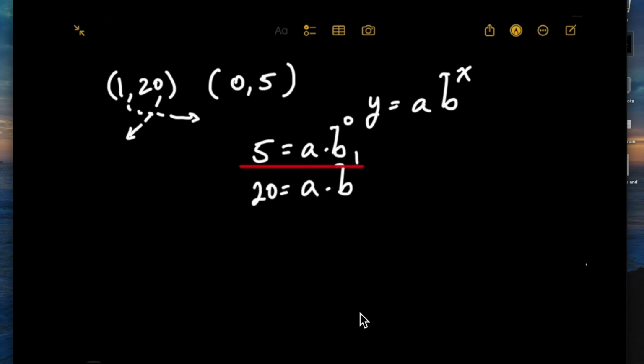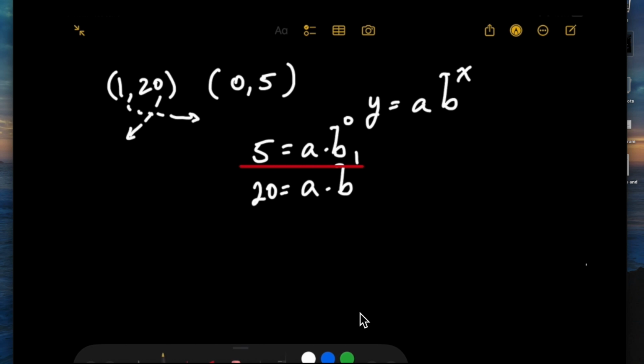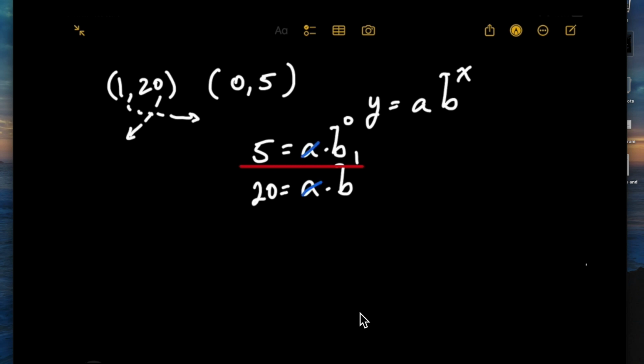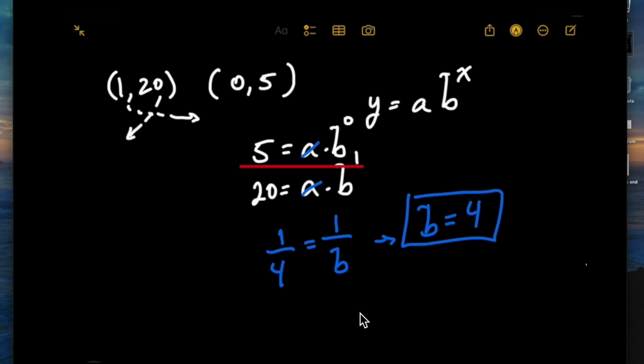Now when we do that, the a's cancel out. So we're going to have like so. And then we're going to have 1 over 4 equals 1 over b. If we cross multiply, we're going to get b equals 4, which is the same result we got when we did it using the table method.